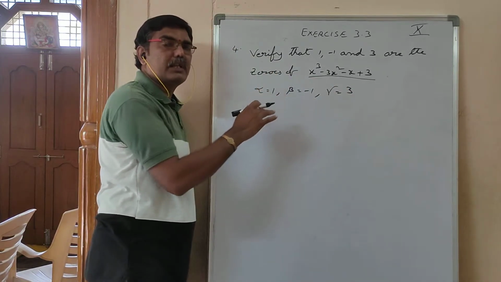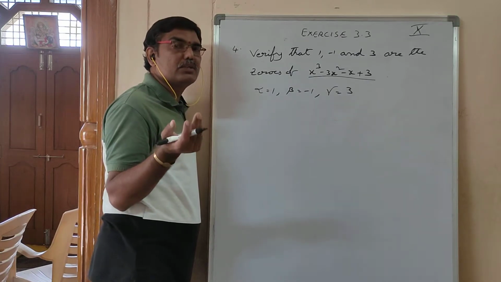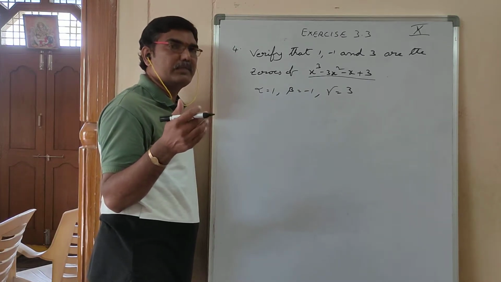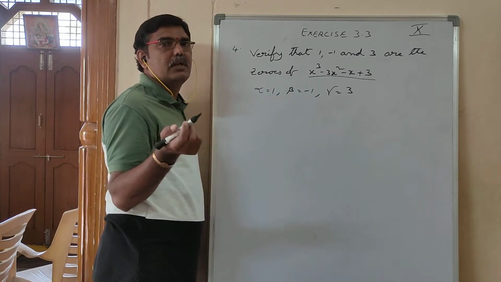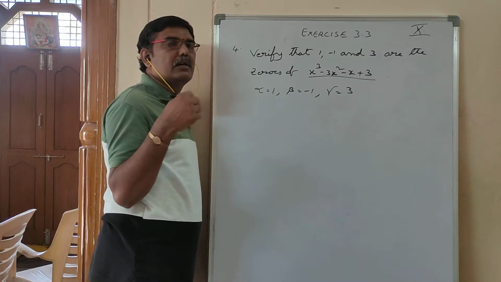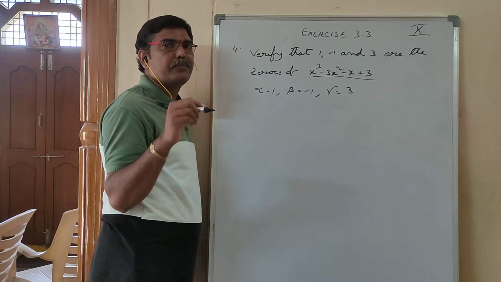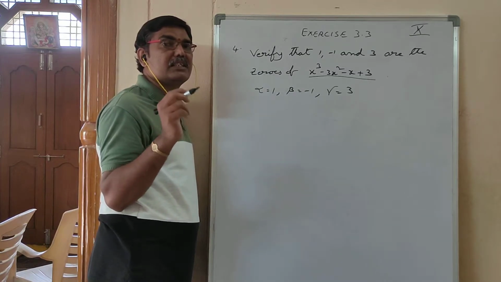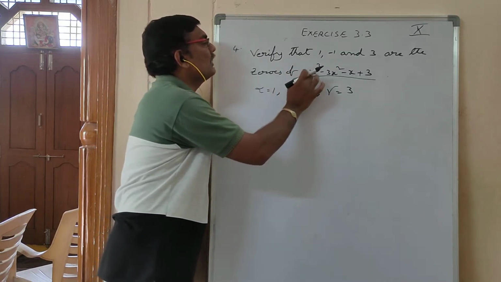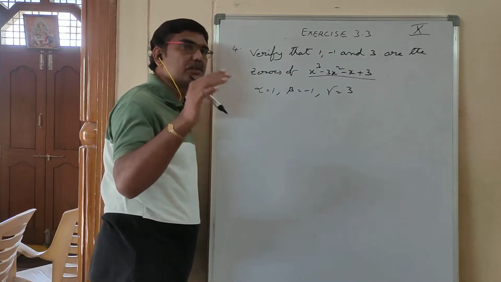For only 2 zeros, you assumed alpha and beta. Now how many zeros are there for this cubic polynomial? 3 zeros. Linear means degree is 1, so 1 zero will be there. Quadratic means degree is 2, 2 zeros will be there. Cubic means degree is 3, 3 zeros will be there. If it is a 4th degree polynomial, 4 zeros will be there.